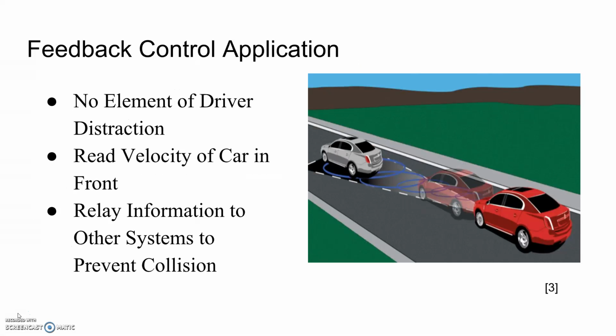By making the car driverless, the need for driver input is eliminated, and the risk of collision is reduced. Since the car will be taking in its own data about the vehicle in front of it, there is no element of distraction. The goal of this project is to determine a system to effectively collect data about the velocity of the car in front and relay this information to other systems within the vehicle which control the car and prevent running the car into the front.